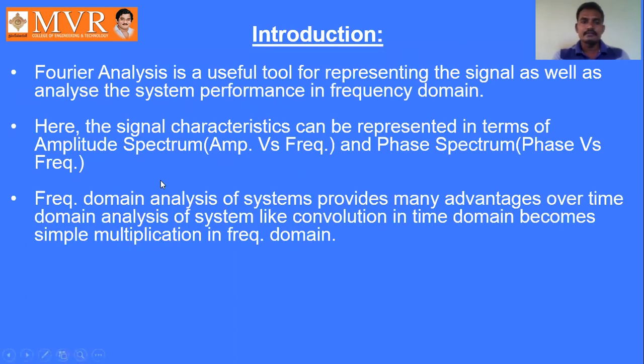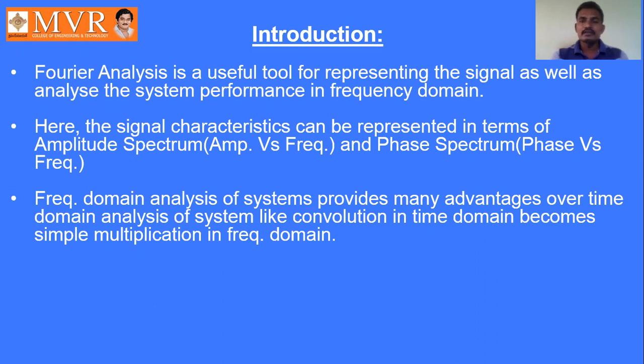So, for example, frequency domain analysis of a system provides many advantages over the time domain analysis of a system, like convolution in time domain becomes simple multiplication in frequency domain. So here the signal characteristics can be expressed in terms of amplitude spectrum as well as phase spectrum. Amplitude spectrum means we will draw the plot between amplitude versus frequency, and phase spectrum means we will draw the plot between phase angle versus frequency.